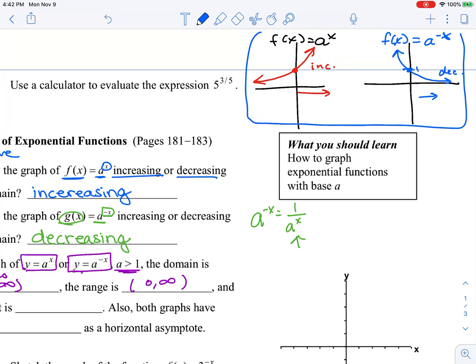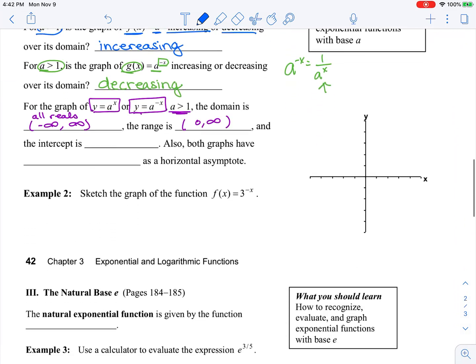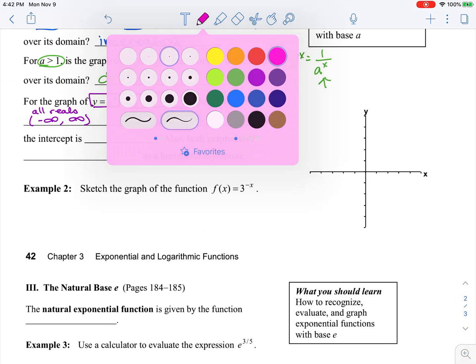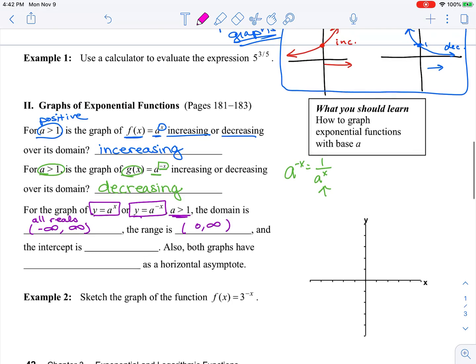These are pretty important, so make sure that you have them in your notes, that these are the parent graphs for those super important exponential functions. Okay, so let's keep going.